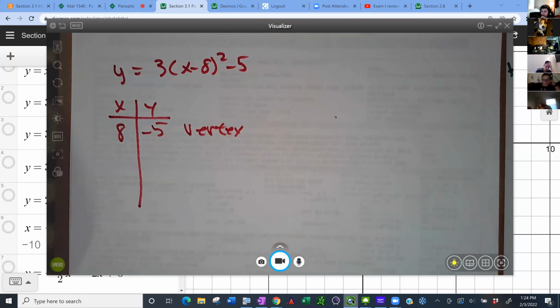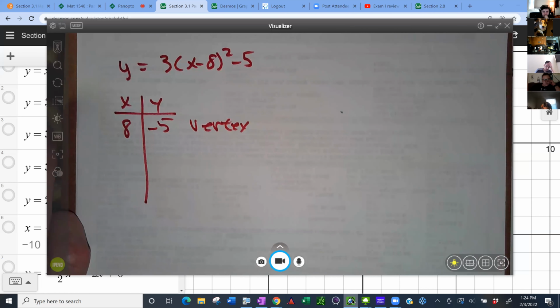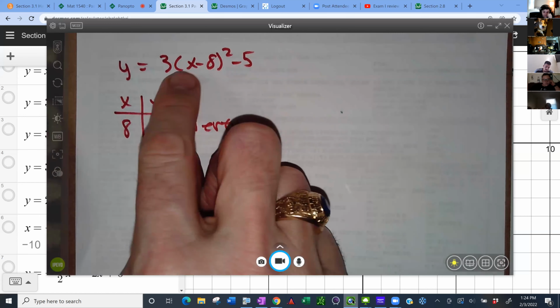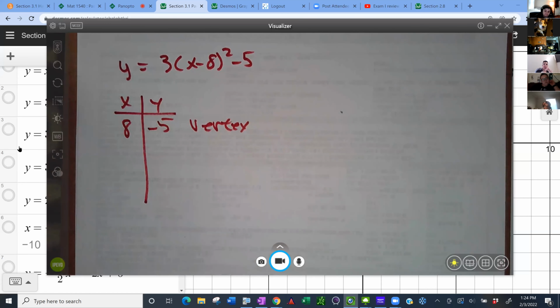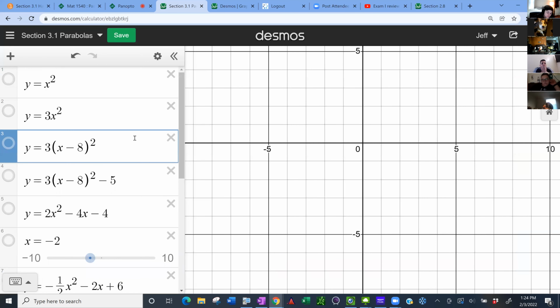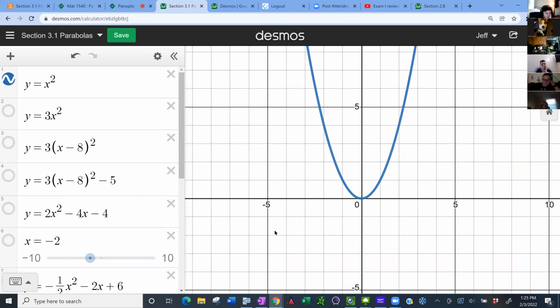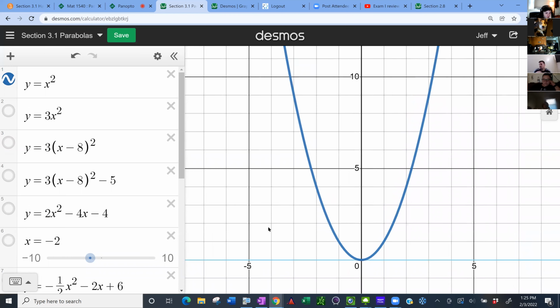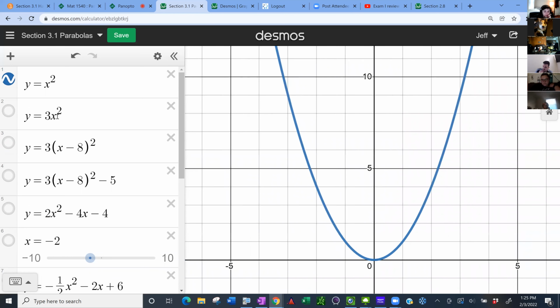If you were stuck trying to find the x-intercepts, that's going to be some work. Now, before I do that, let's just take a look at the graphs and understand a little progression of things. Here's the graph of y equals x squared right here. Let's see how it's going to compare to the graph of y equals 3x squared. Any predictions on that?